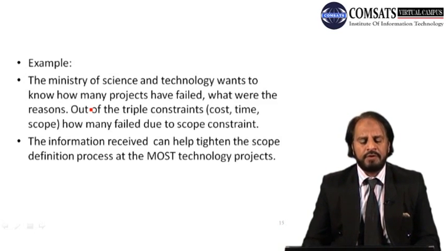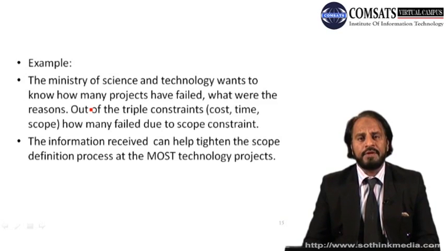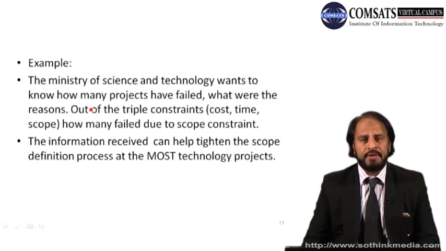Now, the Ministry of Science and Technology might like to know how many projects have failed and what the reasons were. Out of the triple constraint, cost, time, and scope, how many failed due to the scope constraint? Getting this kind of information, that how many failed and how many failed due to the scope constraint, might help the management, the ministry, to tighten up the scope definition, so that this cause of failure could be reduced.